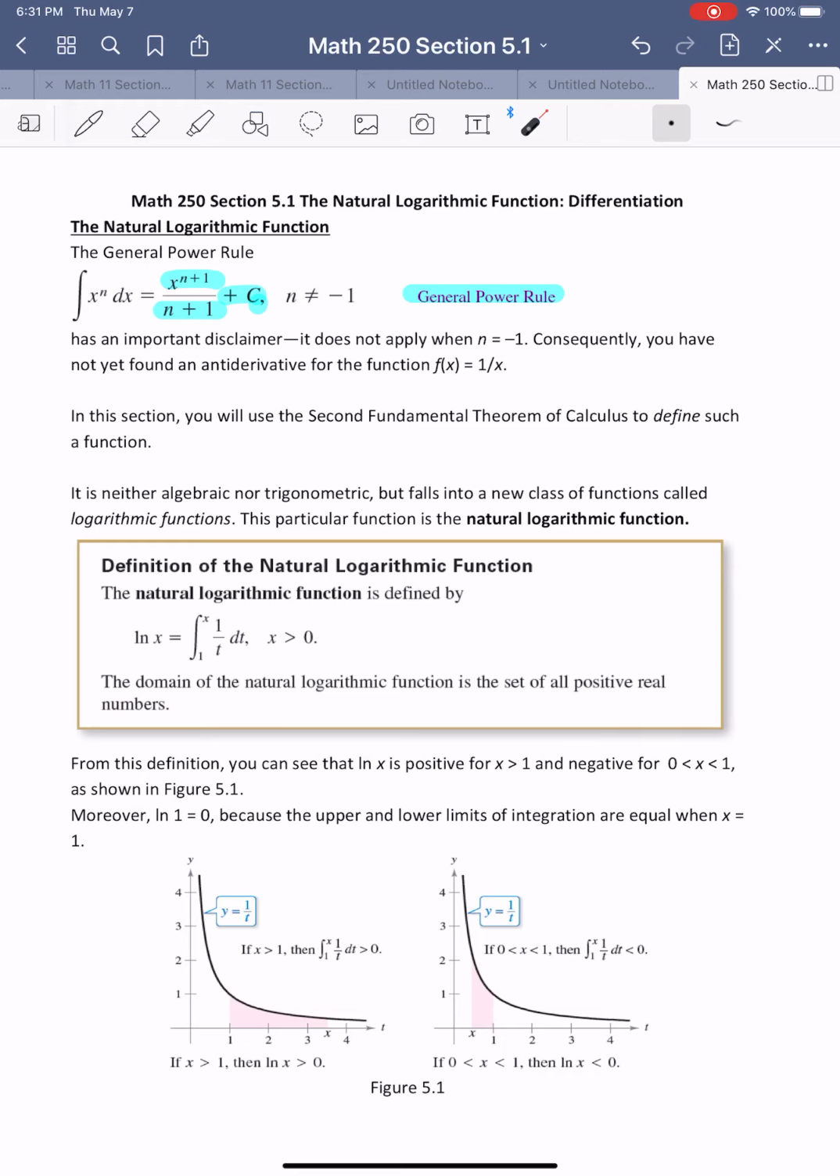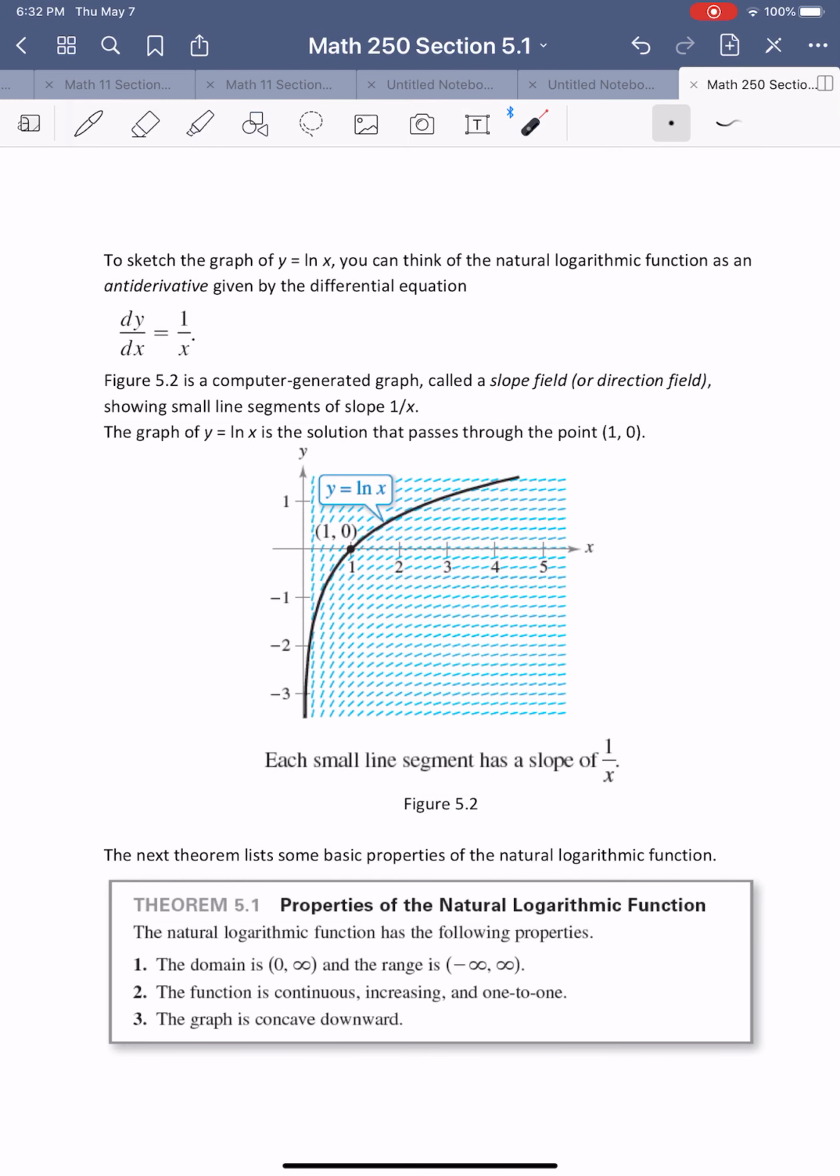From this definition, you can see that ln x is positive for x greater than 1. Otherwise, you get the undefined case, and for the negative case, x must be between 0 and 1. So x is never equal to 0 or negative, as shown in figure 5.1 here. Moreover, ln 1 is 0 because the upper and lower limits of integration are equal when x equals 1. In the case of x greater than 1, ln x is always positive. Between 0 and 1, ln x is always negative.